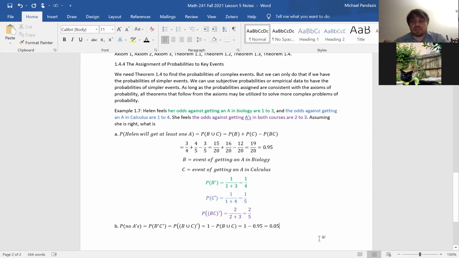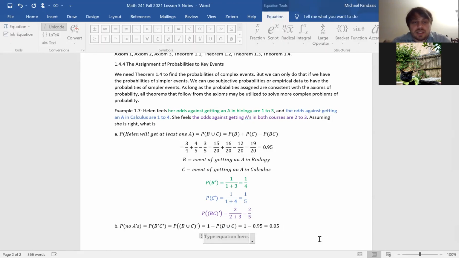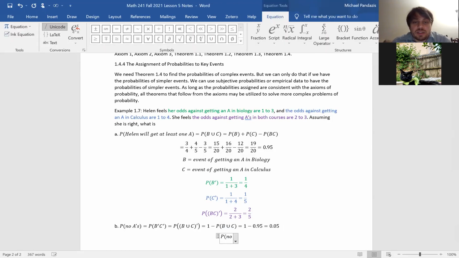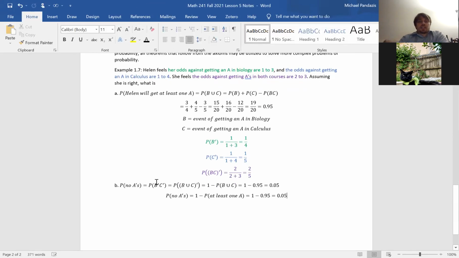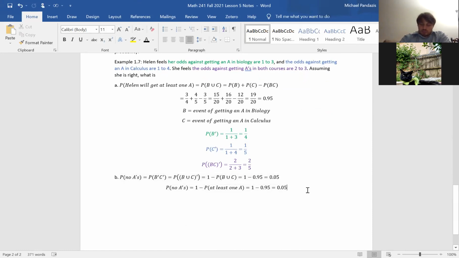Another way to think of it using words is that the probability of no A's is equal to 1 minus the probability of at least one A, which is what we found in the last example. Probability of at least one A was 0.95. So this is equal to 1 minus 0.95, which is equal to 0.05. Okay, so that's using more words. Either way, you get the answer 0.05 for the probability of no A's.